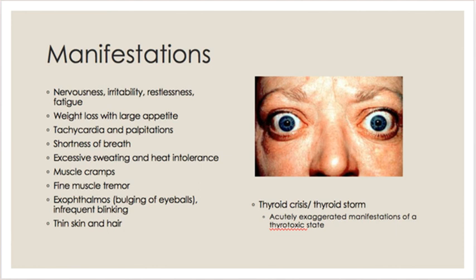You're also going to see tachycardia and palpitations, shortness of breath, excessive sweating and heat intolerance, muscle cramps, fine muscle tremor, the exophthalmos, again the bulging of the eyeballs. There's a picture of that here. Infrequent blinking, so it looks like they're staring. Thin skin and hair, and then you might see, or it might lead to, a thyroid crisis, also called a thyroid storm, which is an acutely exaggerated manifestation of a thyrotoxic state. And we have a slide on that in a little bit.